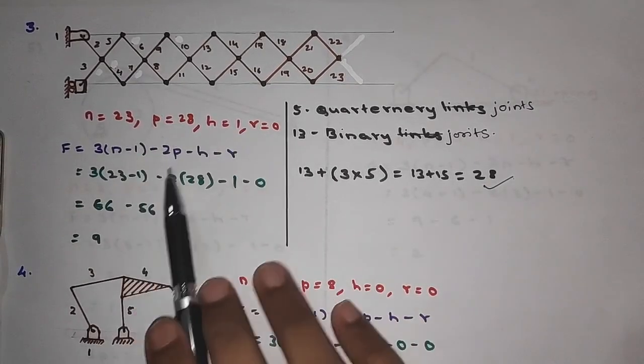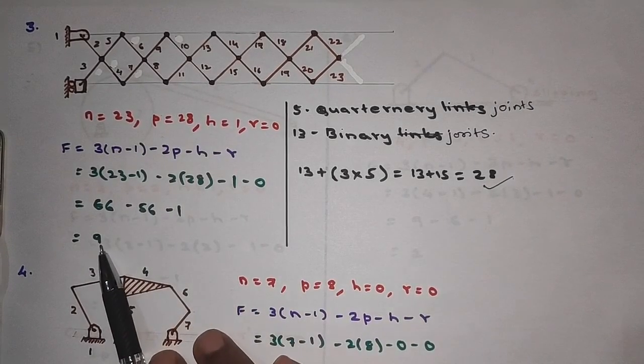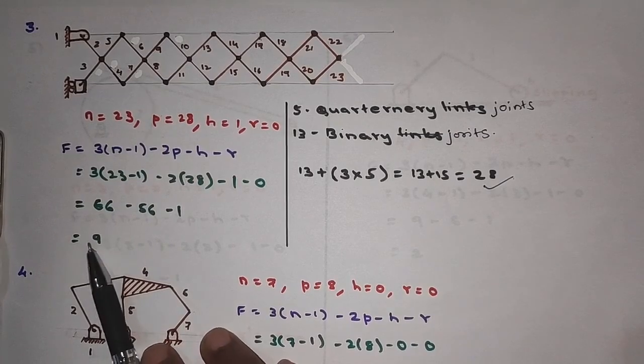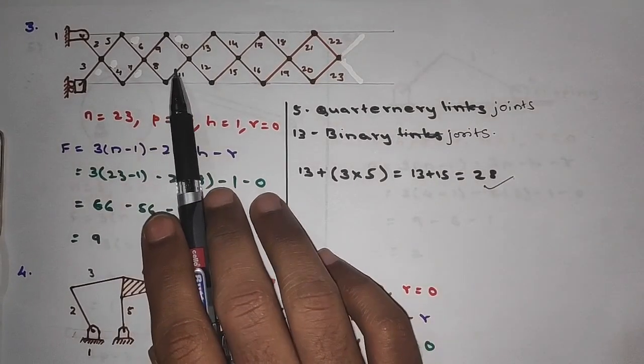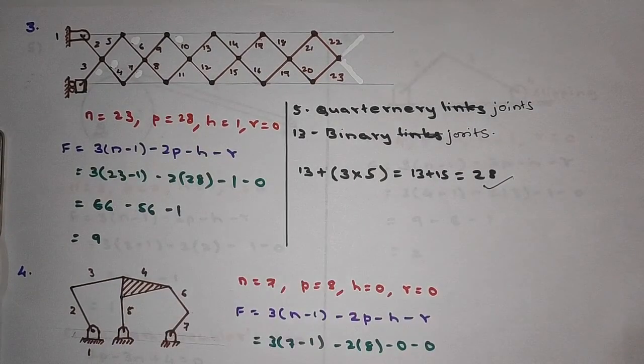Then upon substitution we will get this degree of freedom as 9. So 9 is the mobility of this particular mechanism. So next we shall see the fourth mechanism.